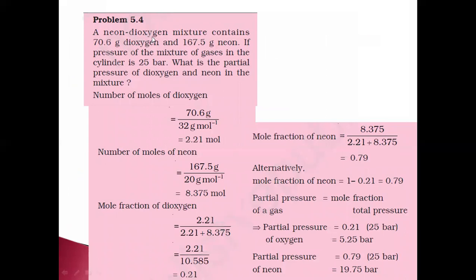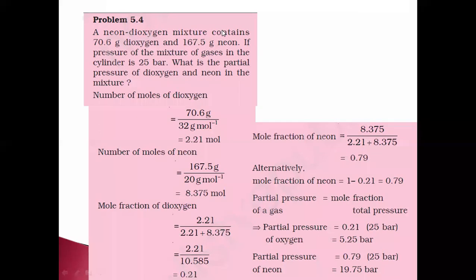A neon-dioxygen mixture contains 70.6 gram of dioxygen and 167.5 gram of neon. If the pressure of the mixture of gases in the cylinder is 25 bar, what is the partial pressure of the dioxygen and the neon in the mixture? So the number of moles of dioxygen is 70.6 upon 32. Find the moles of dioxygen as well as the neon. Okay, so we have to find the mole fraction.